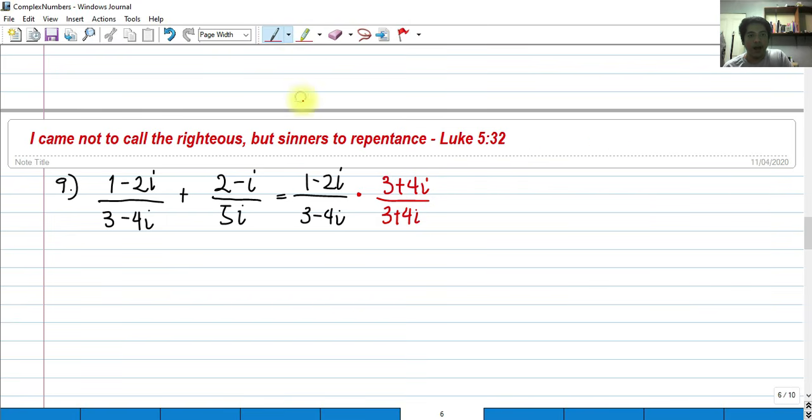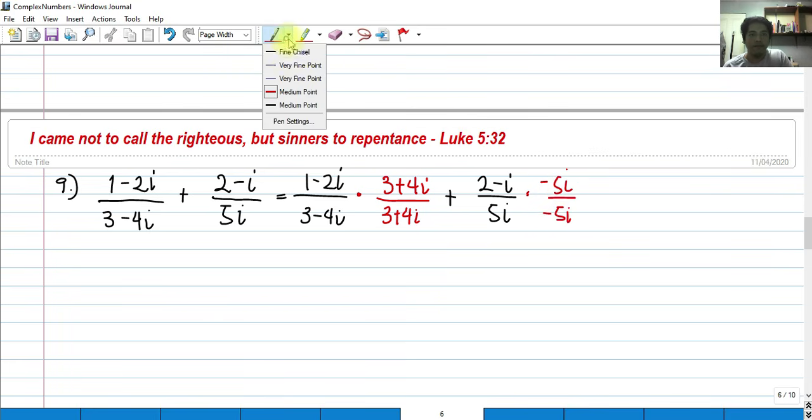And then we have the plus, we have 2 minus i over 5i. The conjugate of that is negative 5i. We have negative 5i here, then we have negative 5i here. Then what are you going to do? Simply perform the multiplication. Okay? So we have first 1 times 3.